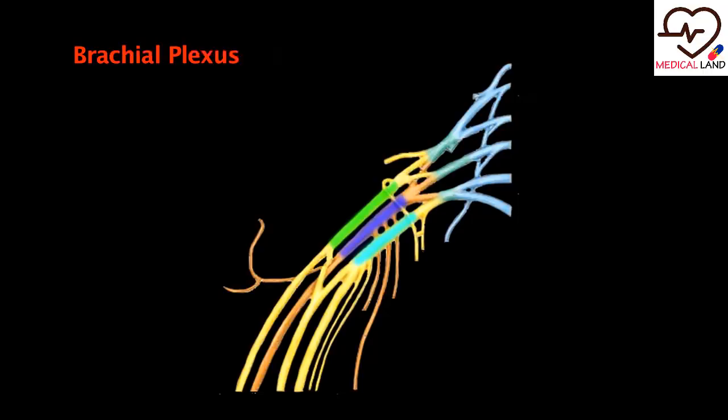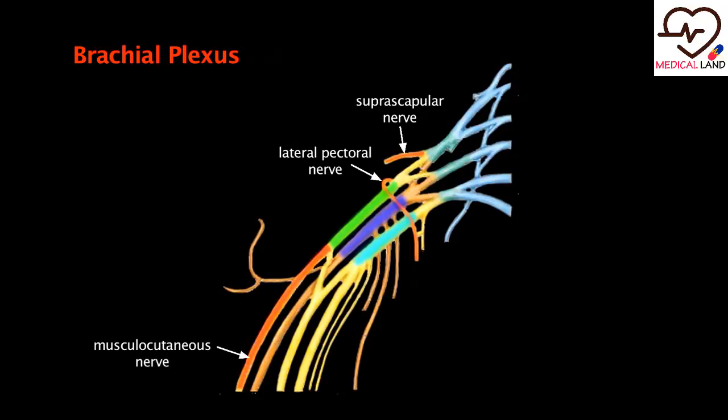Now, off the lateral cord, the first nerve that we come to is the suprascapular nerve. The next one that we come to is this one, the lateral pectoral nerve. The lateral cord then splits into 2 portions. One portion goes on by itself, and that's the musculocutaneous nerve. The other portion merges with a portion of the medial cord to form the median nerve.